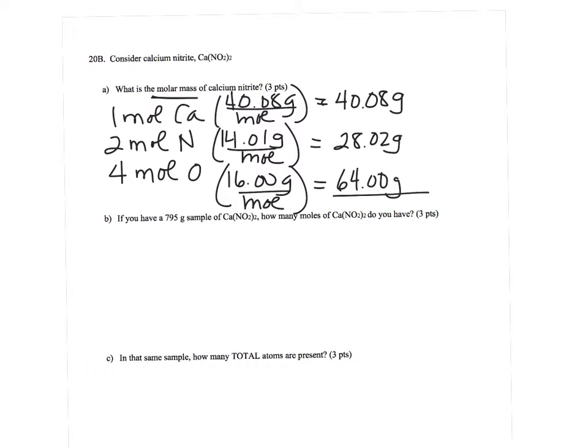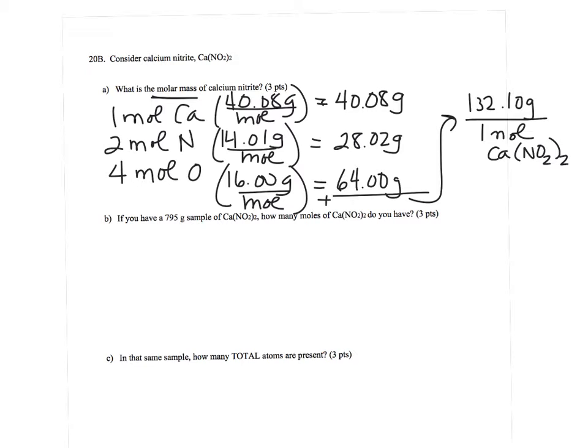Now if we add all that up, I'm going to write it over here, what I get is 132.10 grams. And because by definition we started with the idea of this being a mole, that means it's 132.10 grams per 1 mole of calcium nitrate.